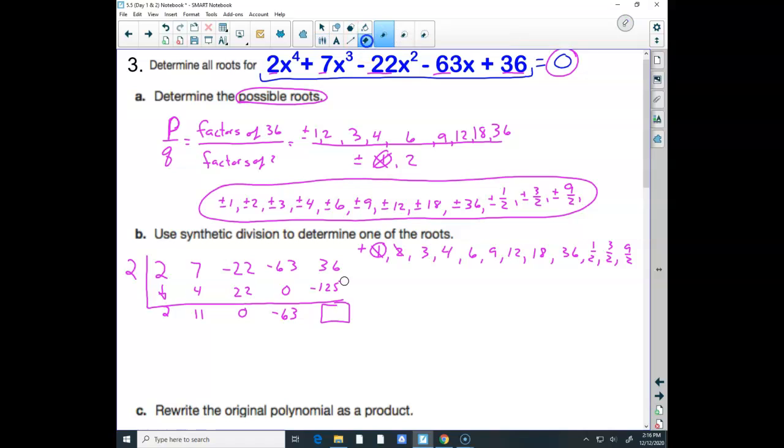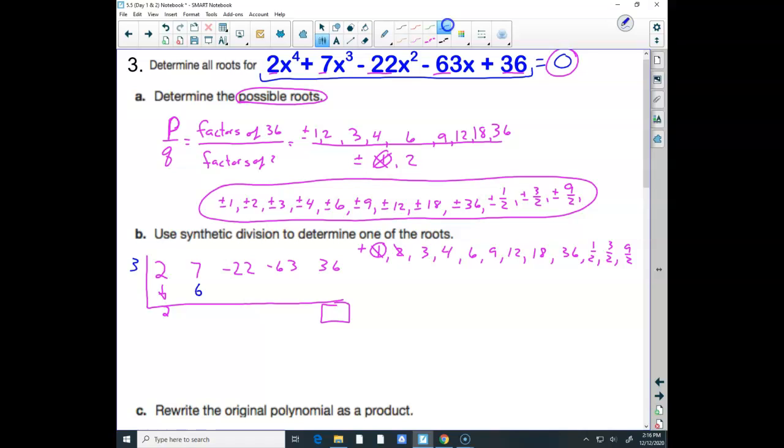Get out your eraser, and you're going to erase, or you're going to start up a whole new synthetic division, and we're going to get rid of those. And notice how I crossed off these, my positive 2's. Then, you guessed it, now I'm going to try 3.